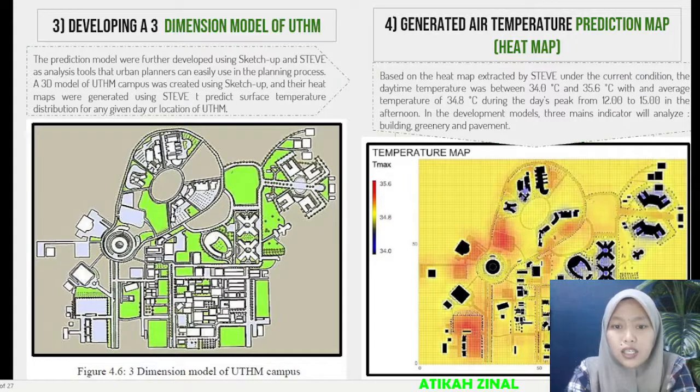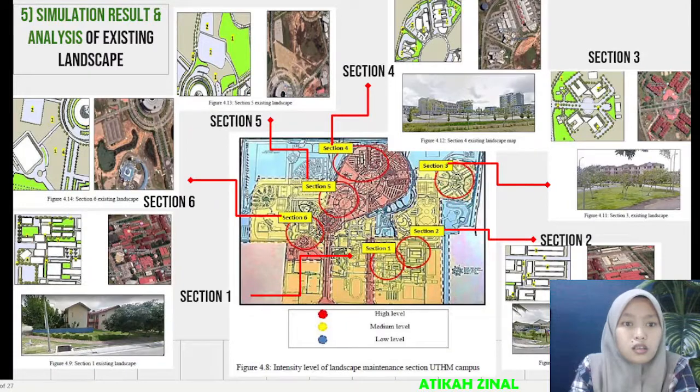This shows the temperature map. You can see here a lot of the area is surrounded by the yellow color. It is about 34.8 degrees Celsius during the daytime peak from 12 until 3 in the afternoon. In the development models, three indicators will be analyzed, which are building, greenery, and pavement. We can see here at the building area, it has a blue color, which is from the shading effect during the daytime.